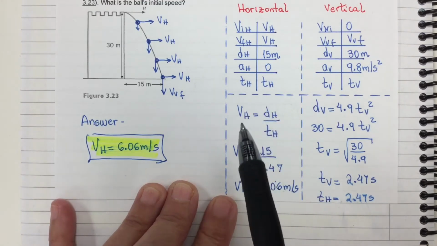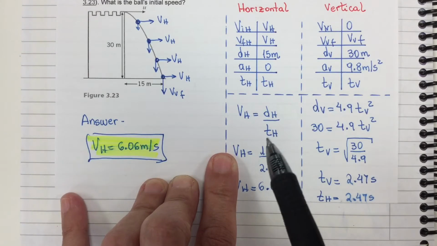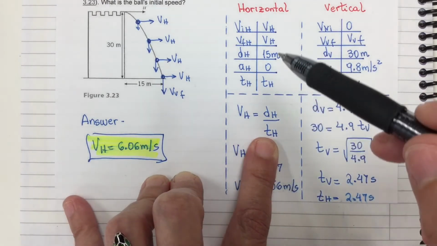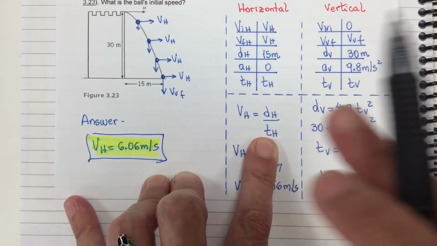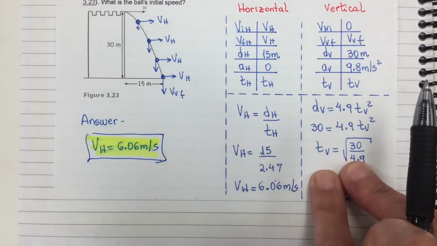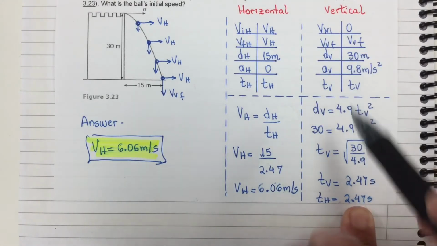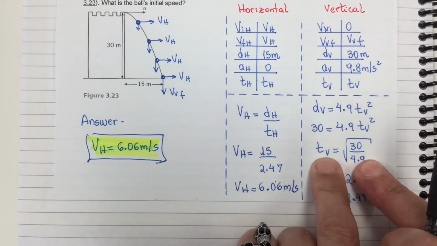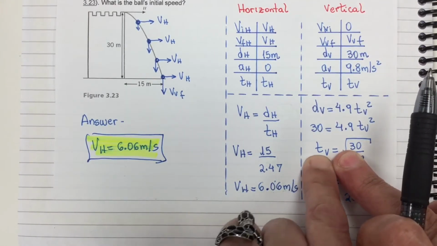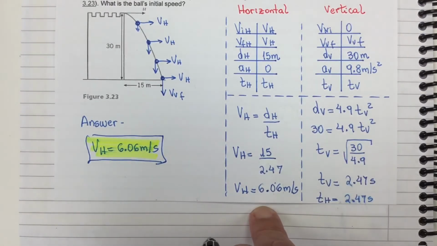So I'm looking for VH this time. So VH is DH over TH. I do have DH, but I do not have TH. So I need to calculate TV from this equation, from this table, to make these equal. TV and TH have the same value, and then I can solve for the initial velocity.